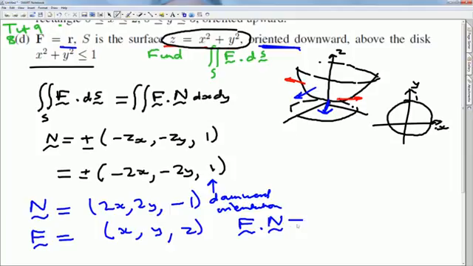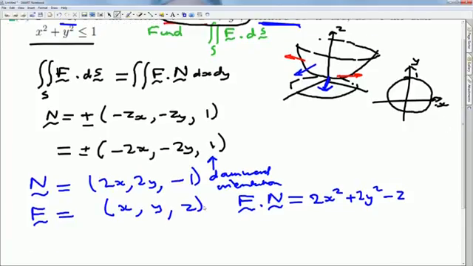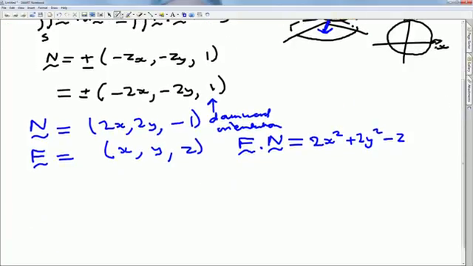So f dot n, the dot product of the two: 2x and x gives you 2x squared, plus the next one, 2y squared, minus z. And therefore, our integral then is going to be the double integral of this dot product, minus z, dx dy.